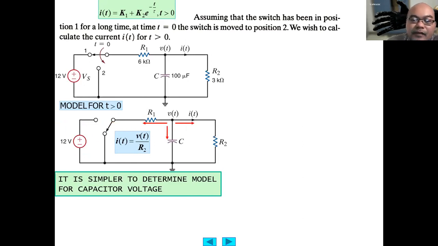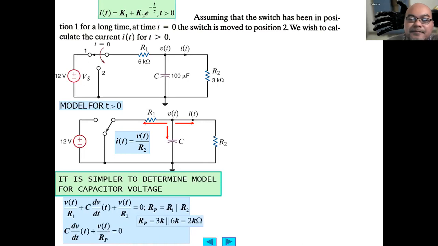Using Kirchhoff's current law at v(t), v(t) divided by R1, the current going out to R1, equals C dv/dt plus v(t) divided by R2, which equals 0. So the current flowing out of the branch should be equal to 0 from Kirchhoff's current law.